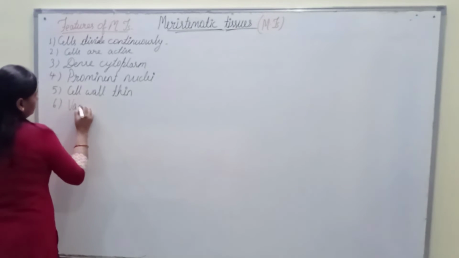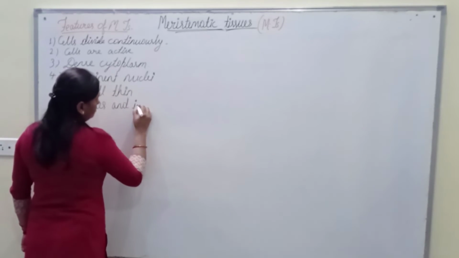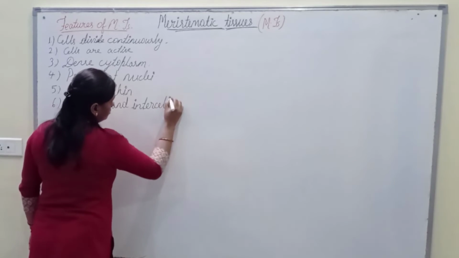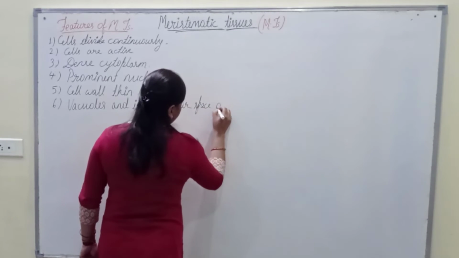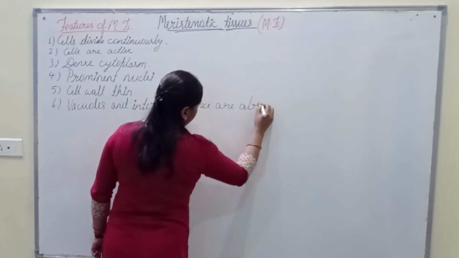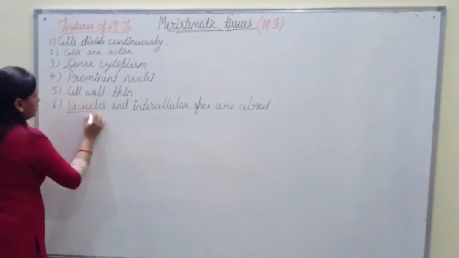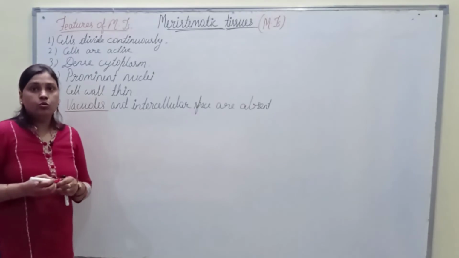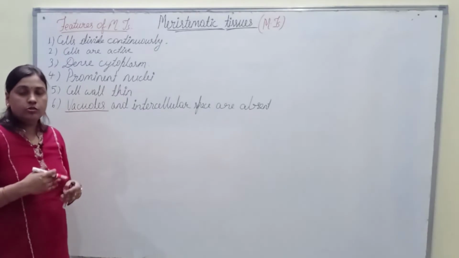Also, vacuoles and intercellular spaces are absent in the meristematic tissues. The function of a vacuole is support and storage, but in meristematic tissue there is no need of vacuoles. The cells have to divide continuously and they don't require any support and storage of anything.